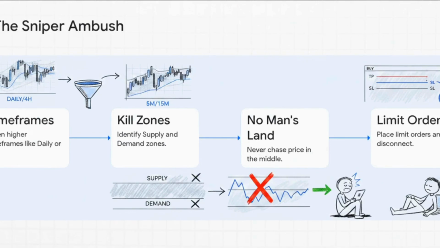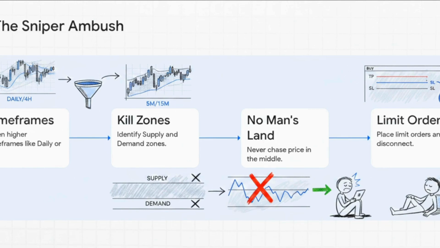Okay, so how do we actually set this sniper's ambush? Well, we've got 4 strict steps to clean up your trading process. Step 1 is time frame filtering. You want to open up the higher time frame, specifically the daily or the 4-hour chart. This lets you identify the overarching market structure and, most importantly, filter out all that chaotic, meaningless noise you see on the 5-minute or 15-minute charts. Step 2, identify your kill zones. You scan that nice, clean chart for those high-force supply and demand areas we just defined. Step 3, and man, this is where so many traders fail. Avoid no man's land. Never ever chase the price when it's just floating in the middle between zones. You literally must wait for the price to come to you, to reach your predetermined zone.